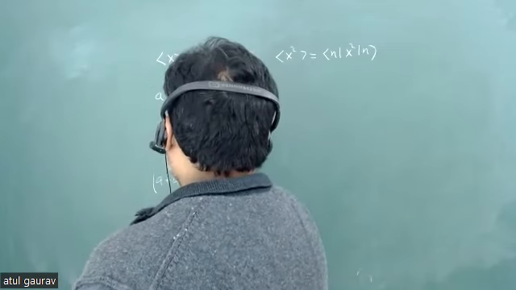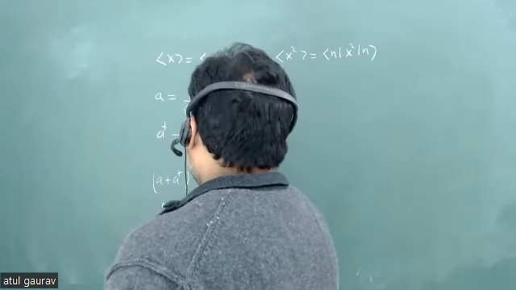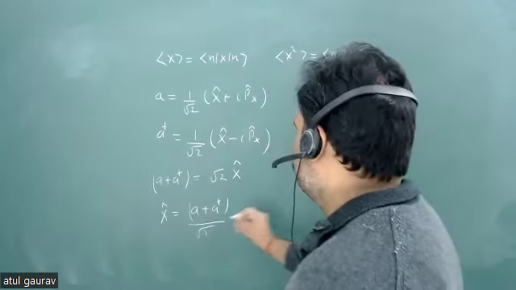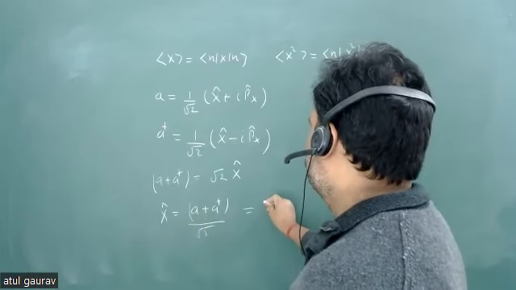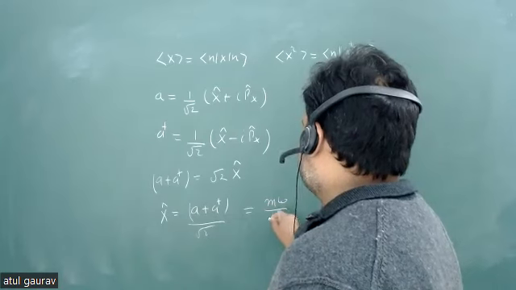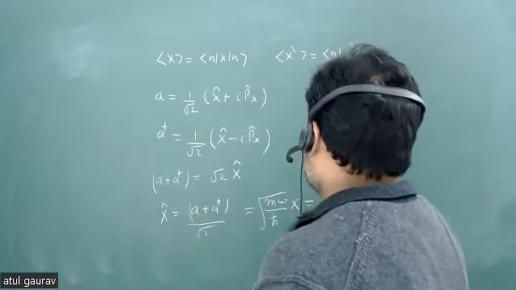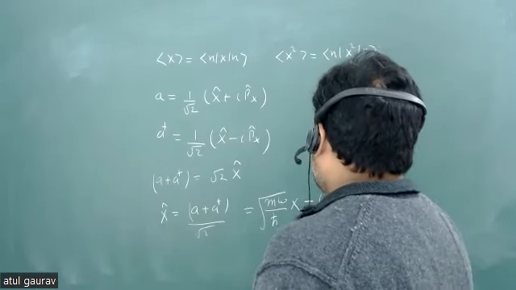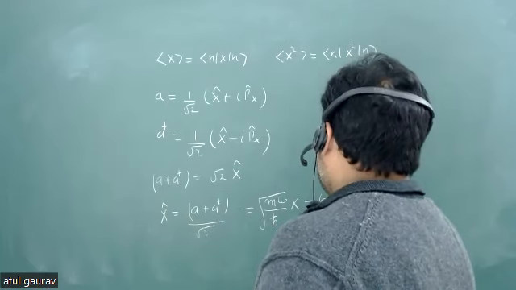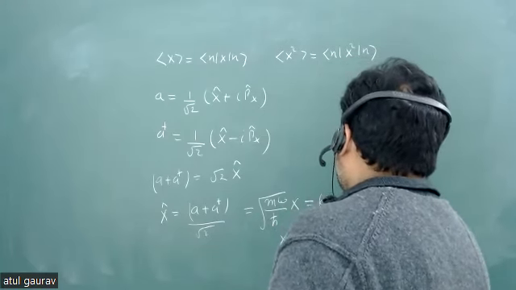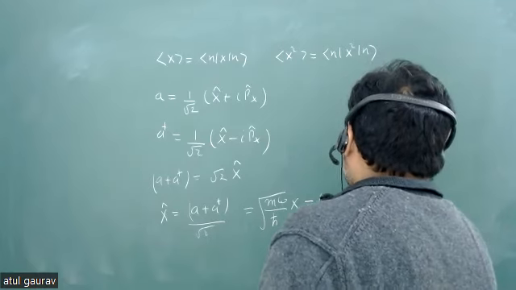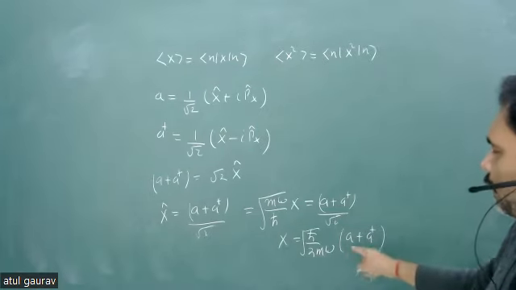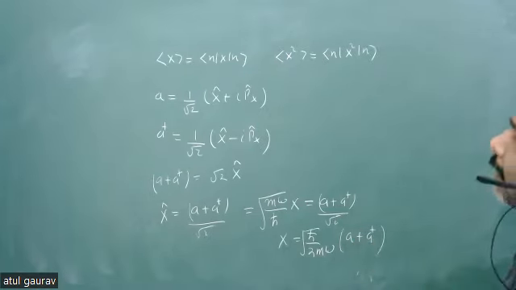So what is your x cap? x cap is equal to A plus A dagger by root 2. And you can write x cap in terms of x. So what you will write? Root m omega by h cut times x must be equal to A plus A dagger by root 2. So x can be written as root h cut upon 2m omega times A plus A dagger. Clear? So now look at here, and we know the relationship between A and N.